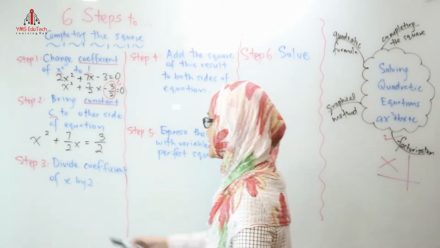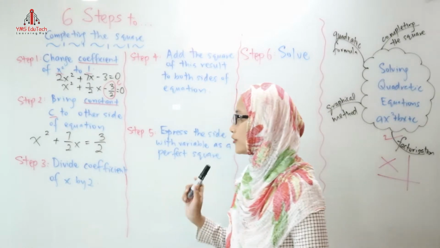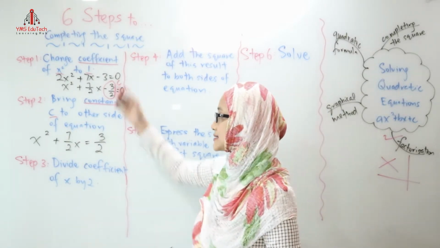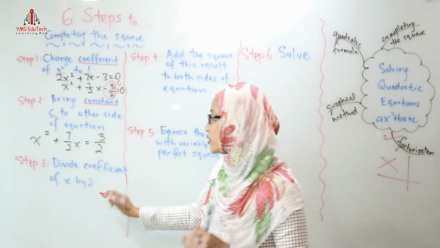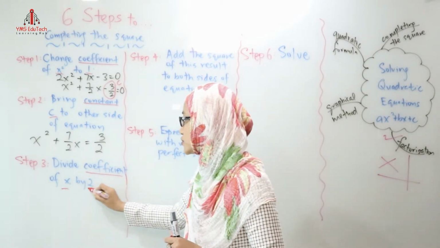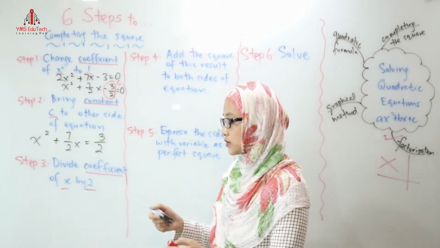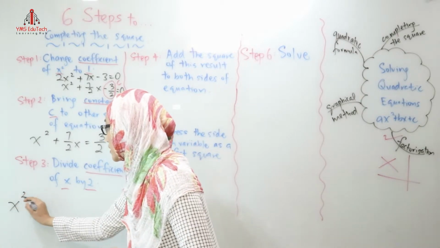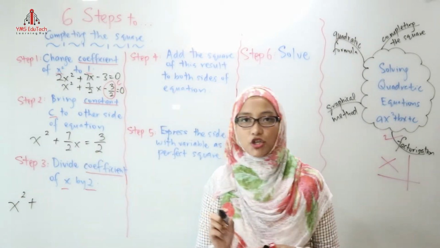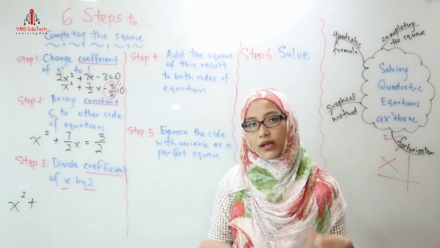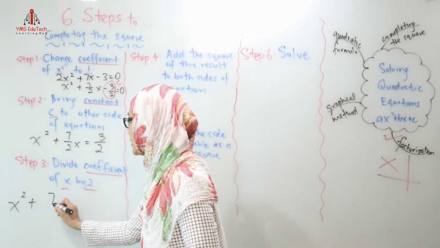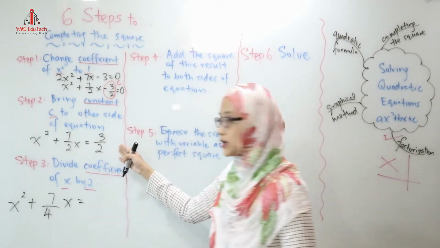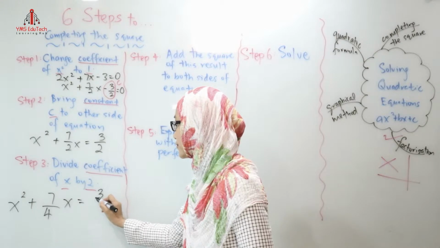Okay, next, step 3. Divide coefficient of x by 2. For this step, unlike step 1, we just need to focus on the coefficient of x. We need to divide by 2. So my x squared will remain as it is. x squared plus, the coefficient of x is 7 out of 2. When I divide it by 2, I will get 7 out of 4. x is equals to, my 3 out of 2 will remain 3 out of 2.